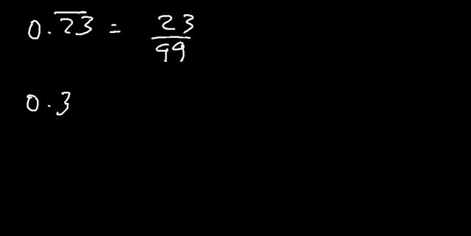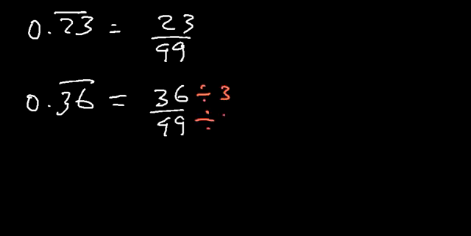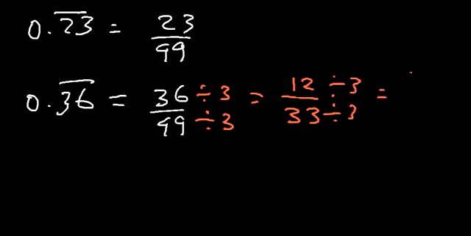Likewise, 0.23 repeating is 23 over 99, and 0.36 repeating is 36 over 99. And 36 over 99 can be reduced. If you divide both numbers by 3, you get 12 over 33. And you can reduce that further, which is 4 over 11.